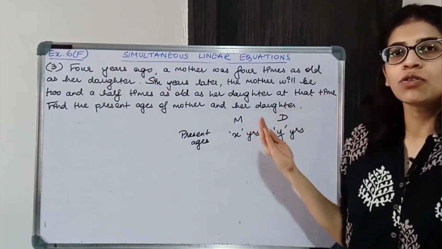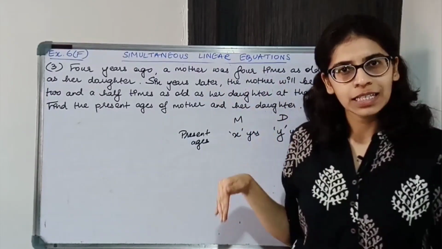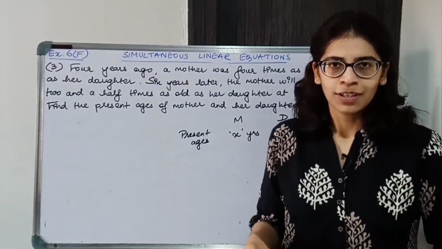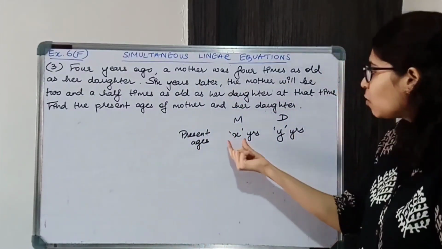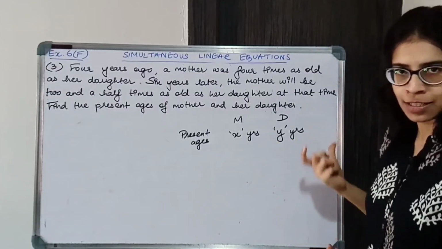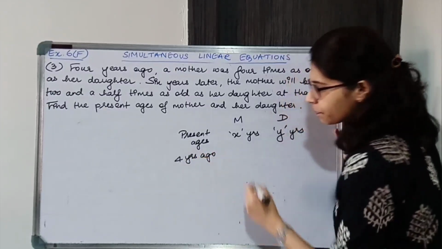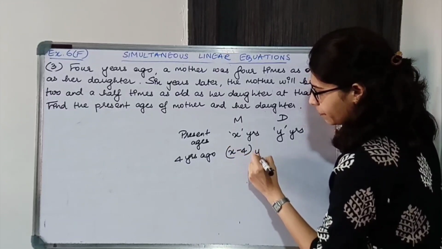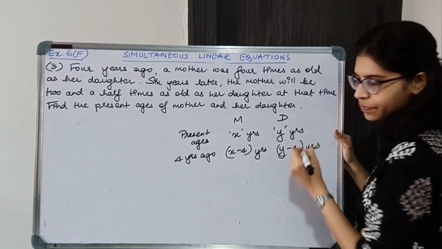So 4 years ago, what will be the age of mother and daughter? It will be 4 years less from present ages. If currently I am 30 years old, then my age 4 years ago will be 30 minus 4. So same thing with mother and daughter. It will be x minus 4 and daughter's y minus 4. So 4 years ago, mother's age is x minus 4 and daughter's is y minus 4 years.